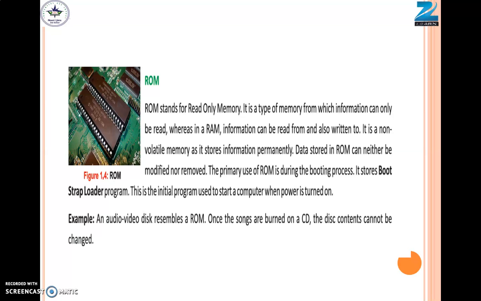Then next is ROM. ROM stands for read-only memory. It is a type of memory from which information can only be read, whereas in a RAM, information can be read from and also written to. It is a non-volatile memory as it stores information permanently. Though it is in the category of primary memory or main memory, it is non-volatile. Means data is there though the power is switched off or suspended. Data stored in ROM can neither be modified nor removed.